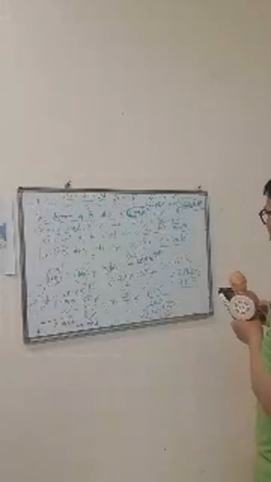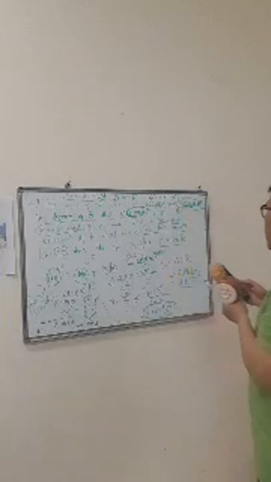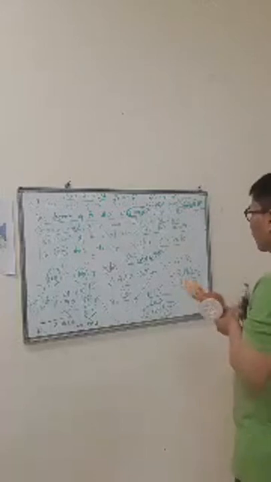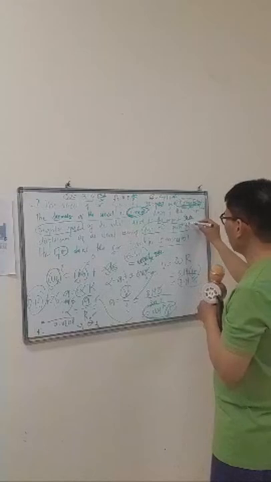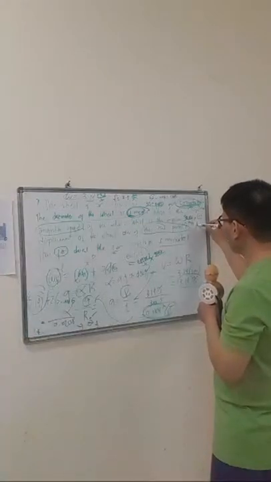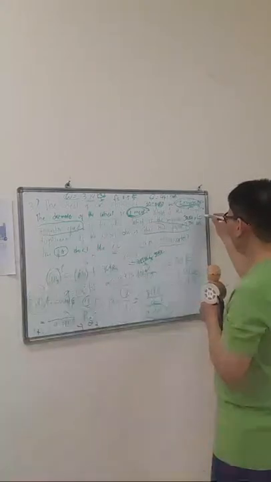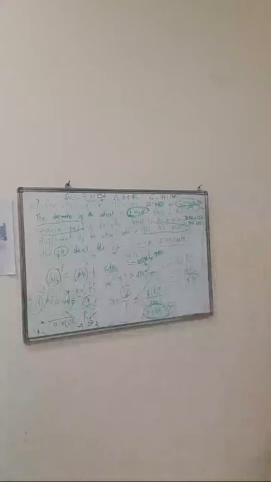Since it's per minute, you convert it to seconds. 1 minute is equal to 60 seconds. Cancel, cancel. Then how many seconds is that? We have 5 minutes, which is 300 seconds. Okay, cancel, cancel.